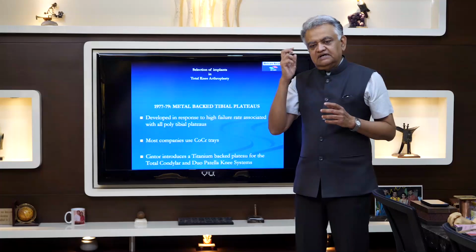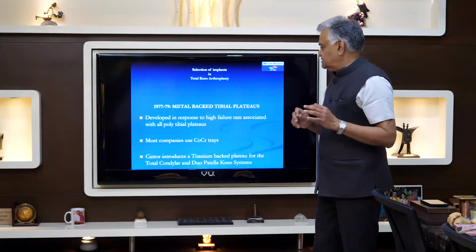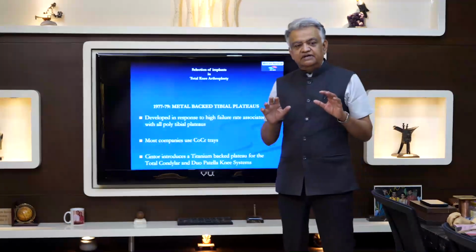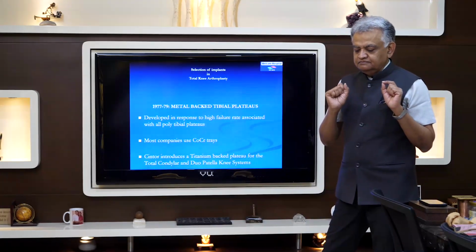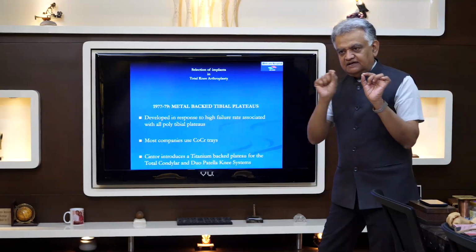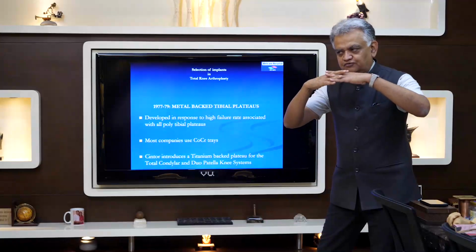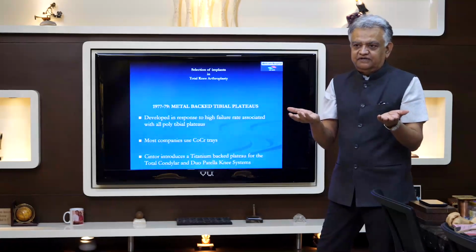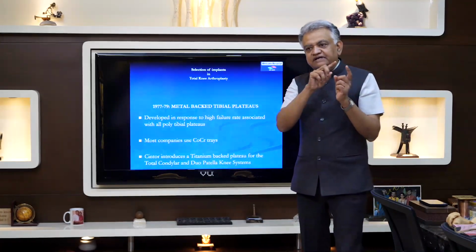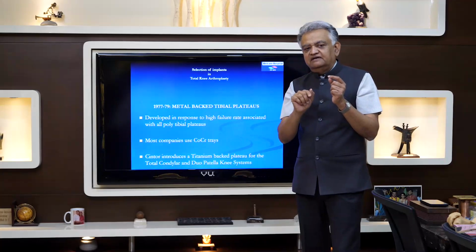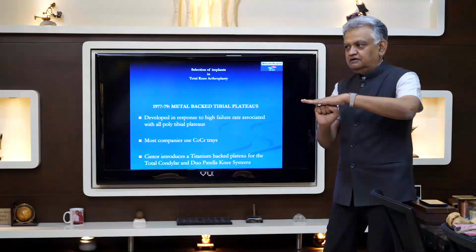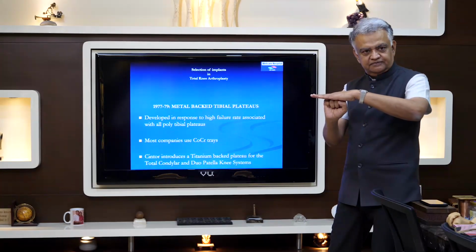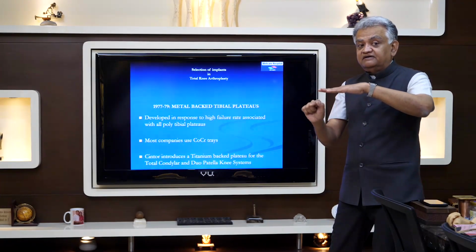Burstyn, another person, he was a biomedical engineer, and he said, why don't you apply a layer of stiff material underneath this 4 millimeter plastic? What is stiff material? Metal. So he suggested that if you put a metal tray underneath this plastic, then it will gain the stiffness that you are requiring in a knee replacement situation. So that's how that metal tray came.